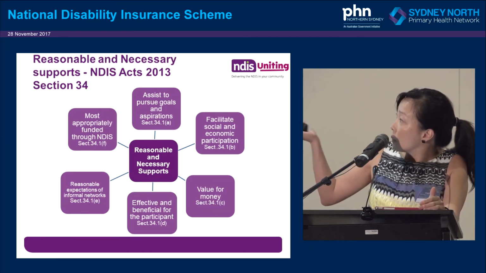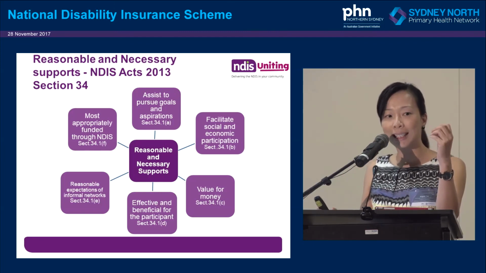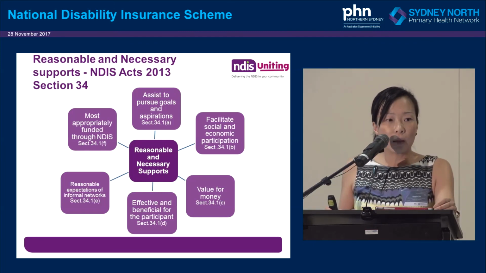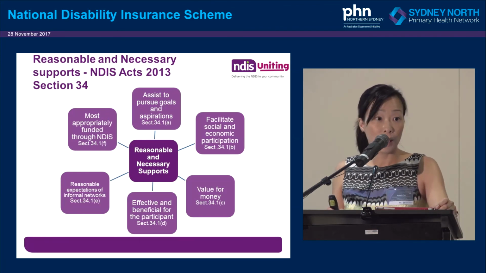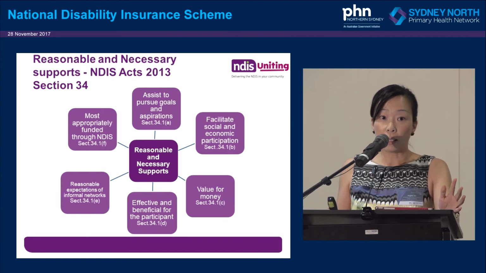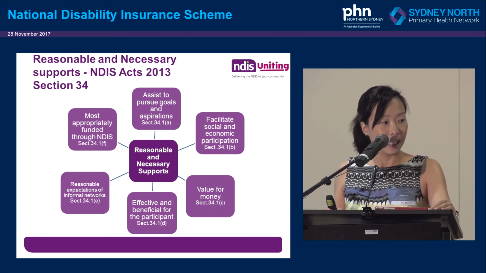Reasonable expectation of informal networks. So this is a little bit tricky, but essentially what it's actually asking is, is it reasonable for what you're asking for the agency to fund to be paid for by the agency ordinarily? So I'm trying to think of an example.